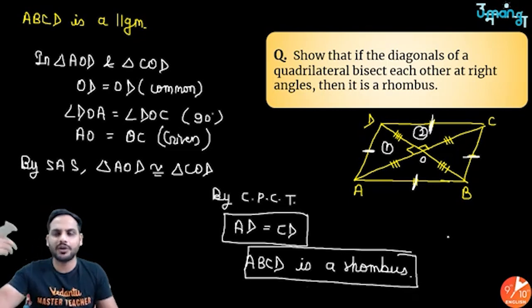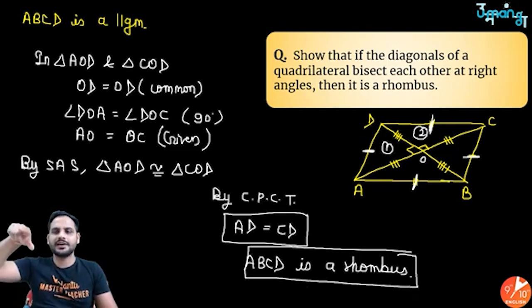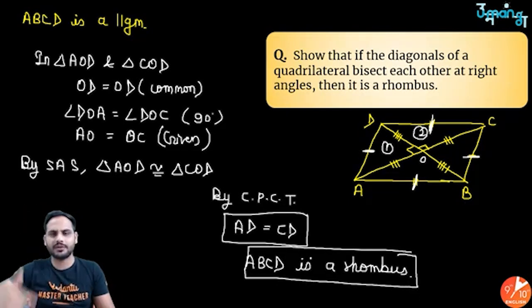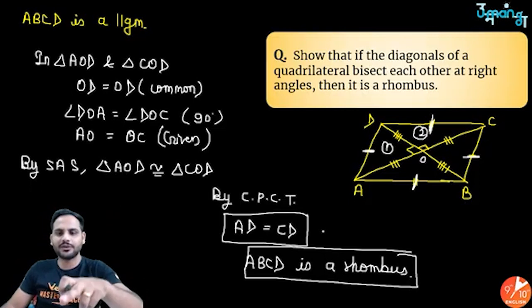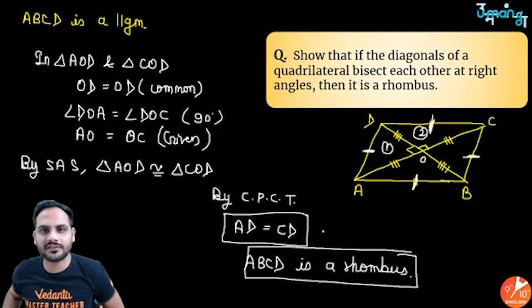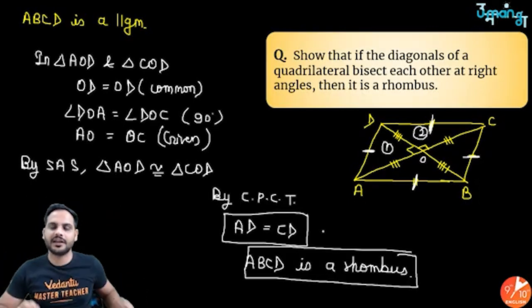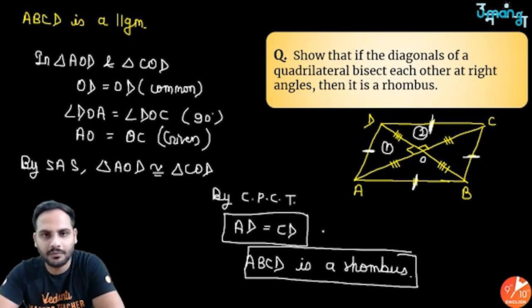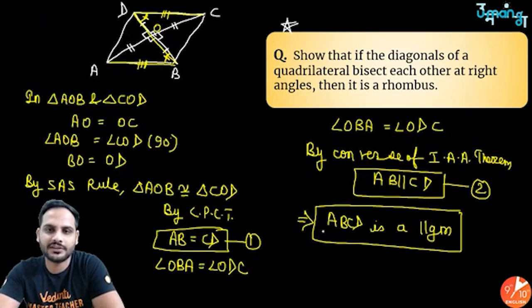So after that you do not have to write that AD and CD are equal, since AD and BC are equal, CD and AB, so all sides become equal. Directly you can say ki parallelogram it was, then you have proved that one pair of adjacent sides are equal. So directly I can say ABCD is a rhombus. Got it? So this is how this question can be solved.